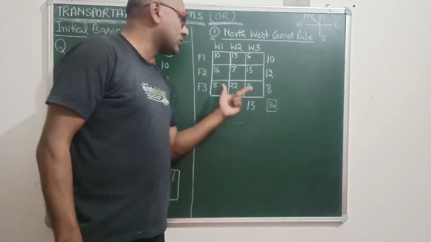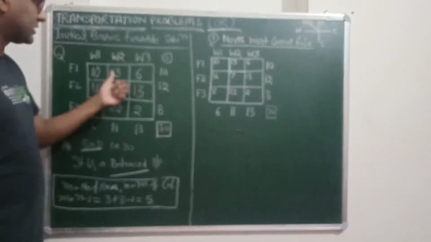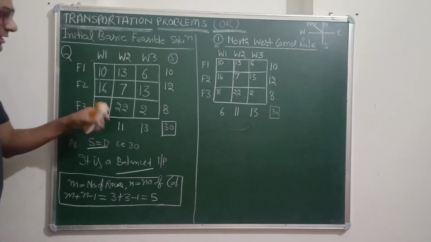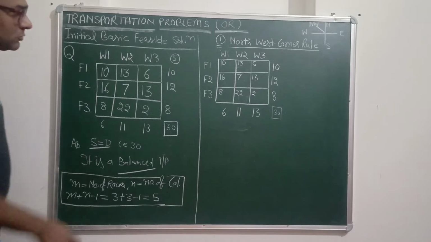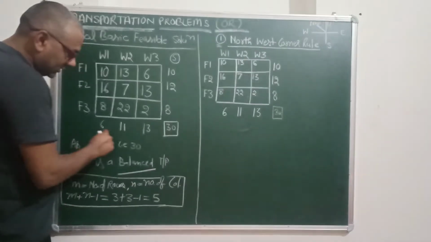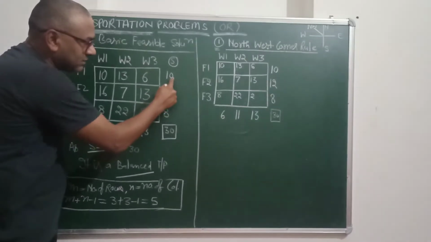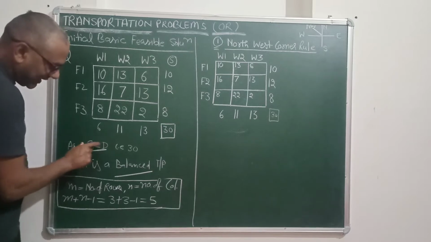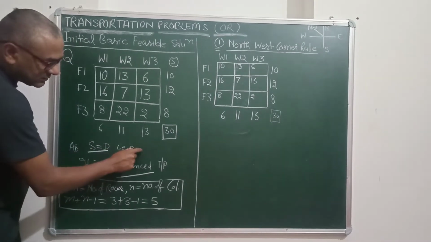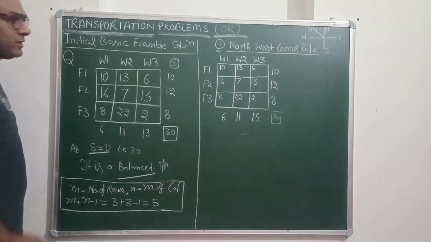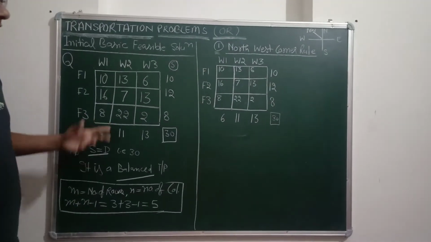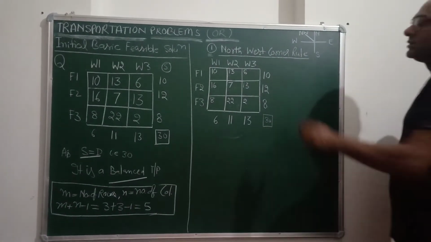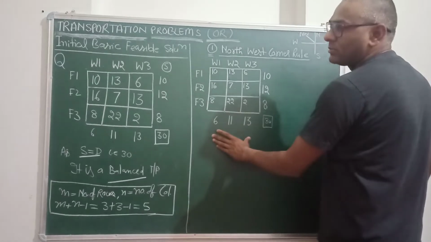The first step for starting a transportation problem is to check whether the given problem is a balanced problem or not. To check this, we have to compare the total supply and the total demand. Here the total supply is 10 + 12 + 8 = 30, and the total demand is also 30. As supply is equal to demand, that is 30, it is a balanced transportation problem. Now we can proceed further. So our first method is the northwest corner rule, and using this method we will try to find the minimum transportation cost.